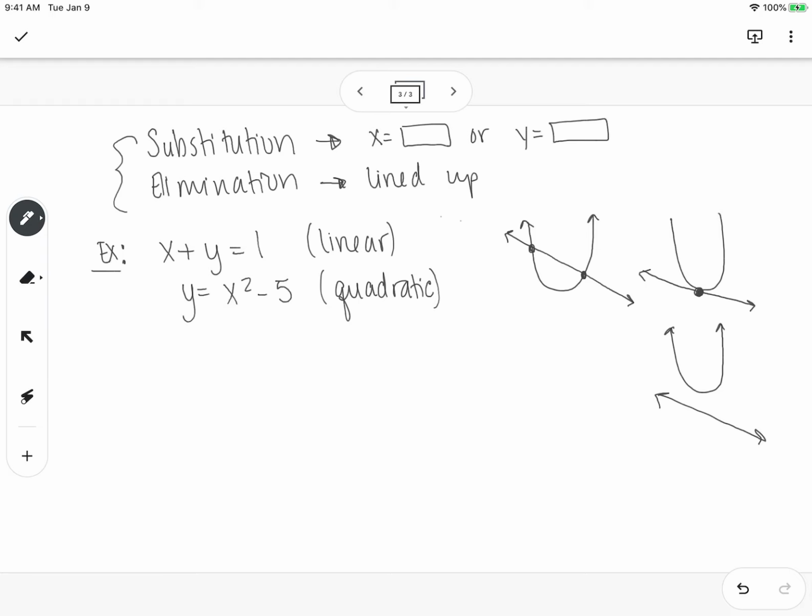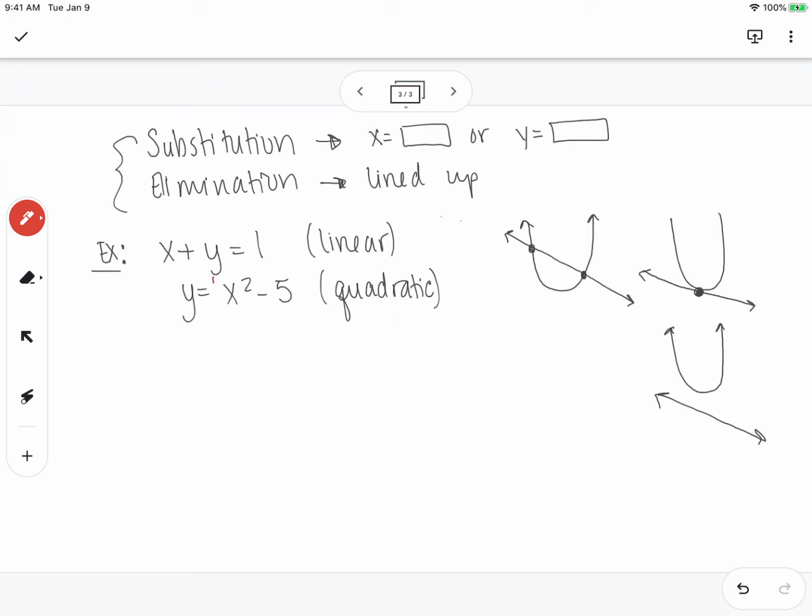I don't know which one is my answer unless I pull up Desmos and graph it, and then I could see. But we're not going to do it that way. We're going to solve this algebraically by using substitution or elimination. So if you take a look, do you have an x equals or a y equals we can put a box around?